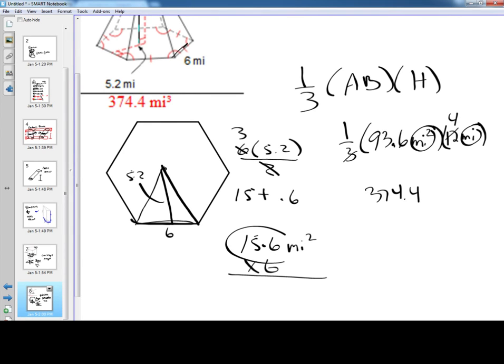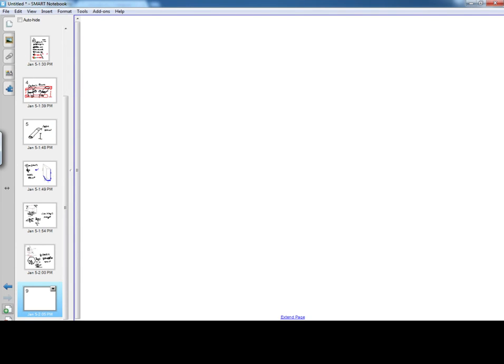Miles squared times miles, what gives us miles cubed? When you're multiplying exponents, you really add them. So if you did a squared times a squared, that would be a to the 4th. Because you can think about it like this: a squared times a squared is really a times a, and then you're multiplying that by a times a again. How do you write that shorthand? A to the fourth. So the shortcut is add those two.